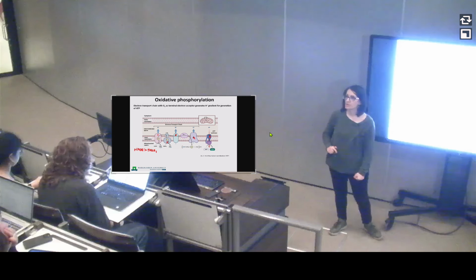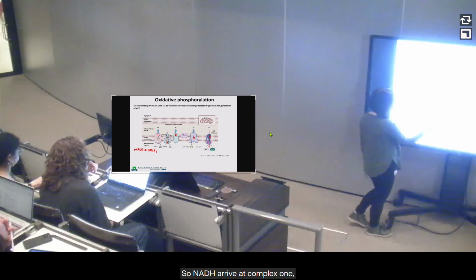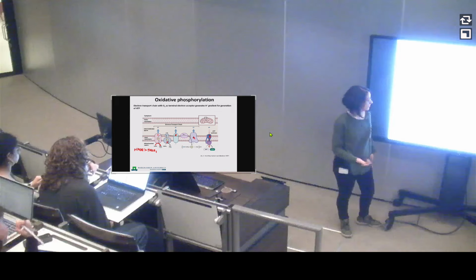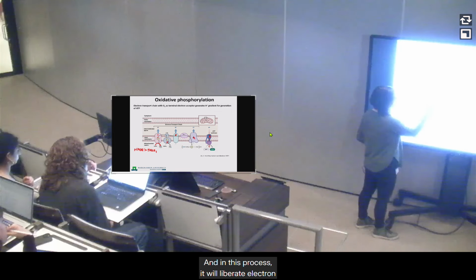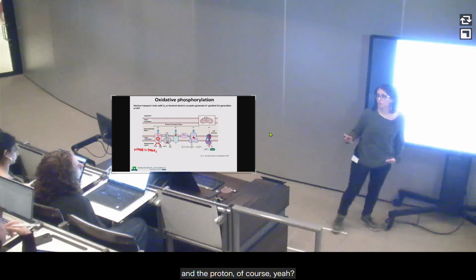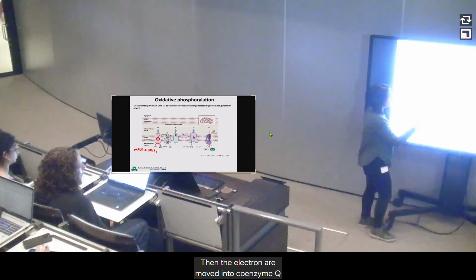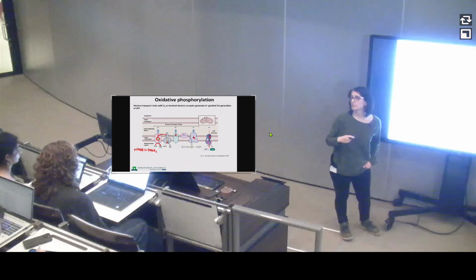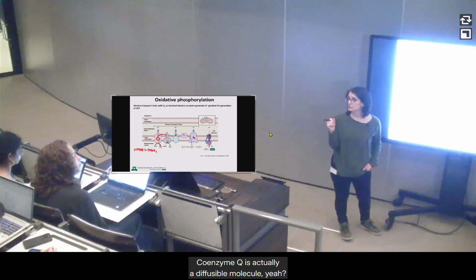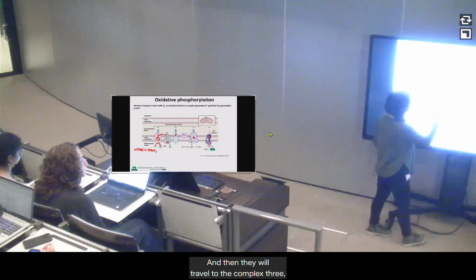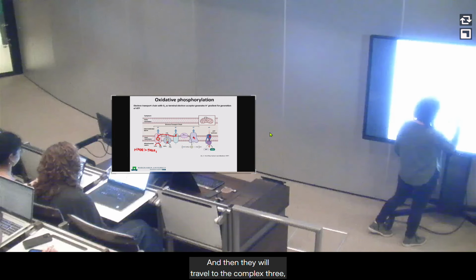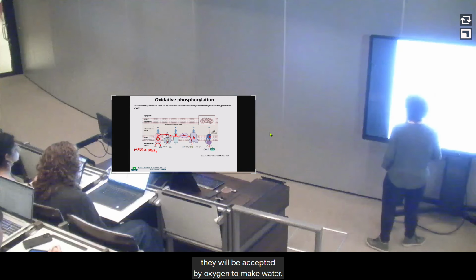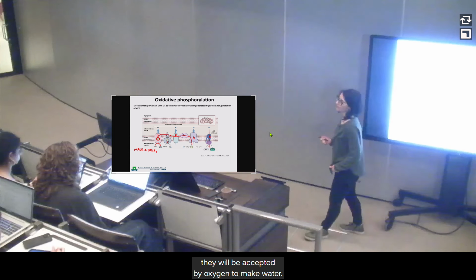ATP can be done. So NADH arrive at complex 1, and then it gets oxidated back, so it can be used again. And in this process, it will liberate electron and a proton, of course. Yeah? Then the electron are moved into coenzyme Q that become reduced. Coenzyme Q is actually a diffusible molecule. Yeah? And then they will travel to the complex 3, and then cytochrome C, and eventually in complex 4, they will be accepted by oxygen to make water.